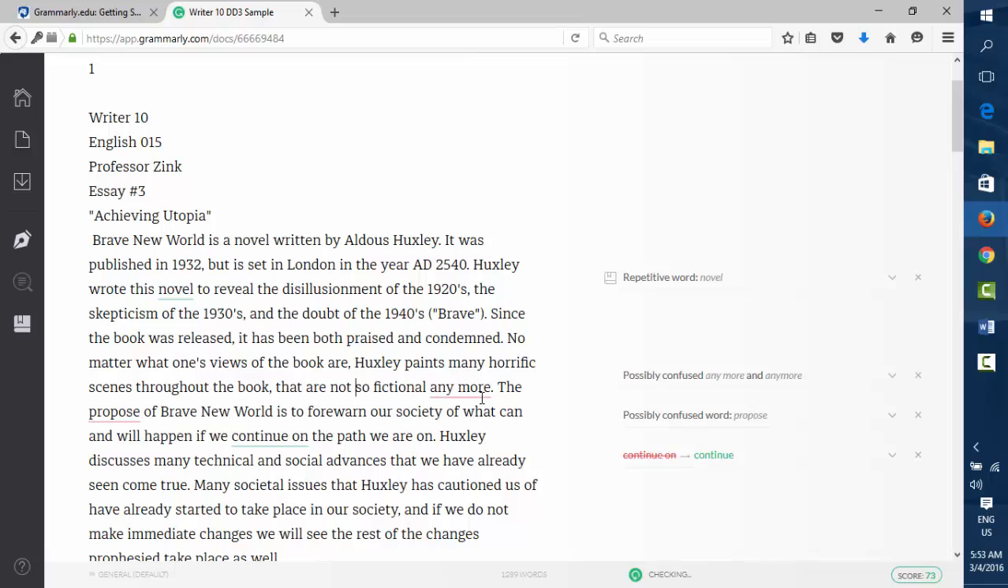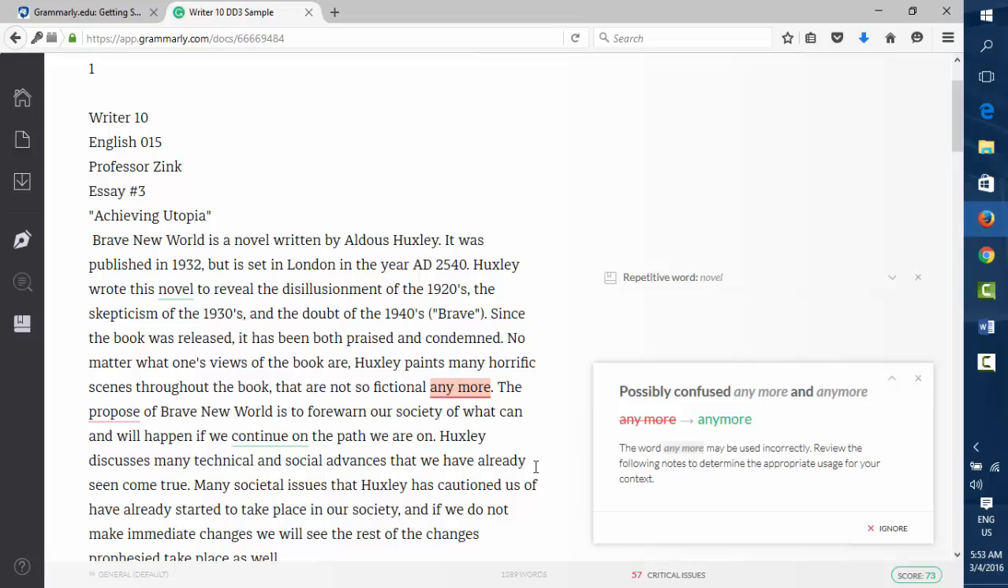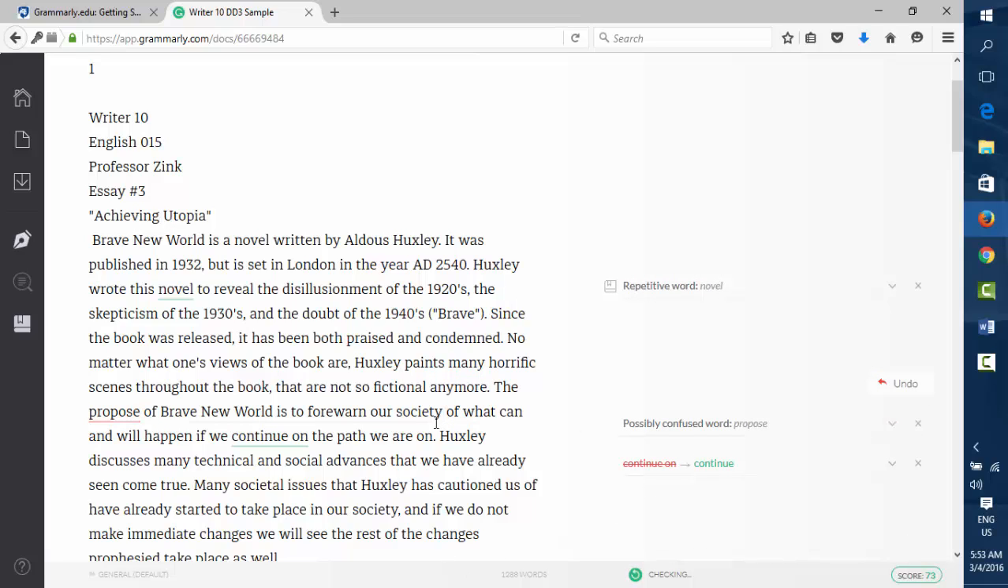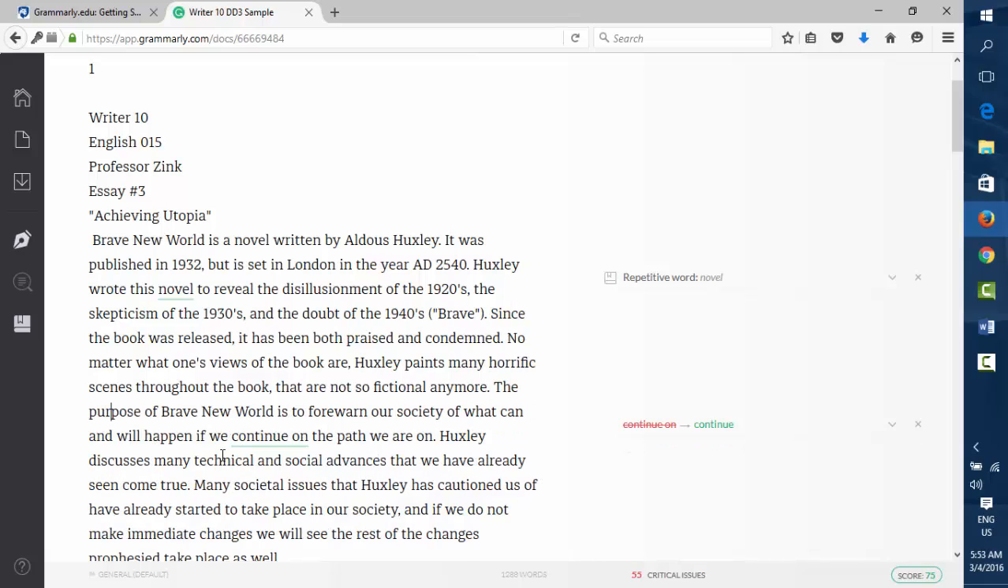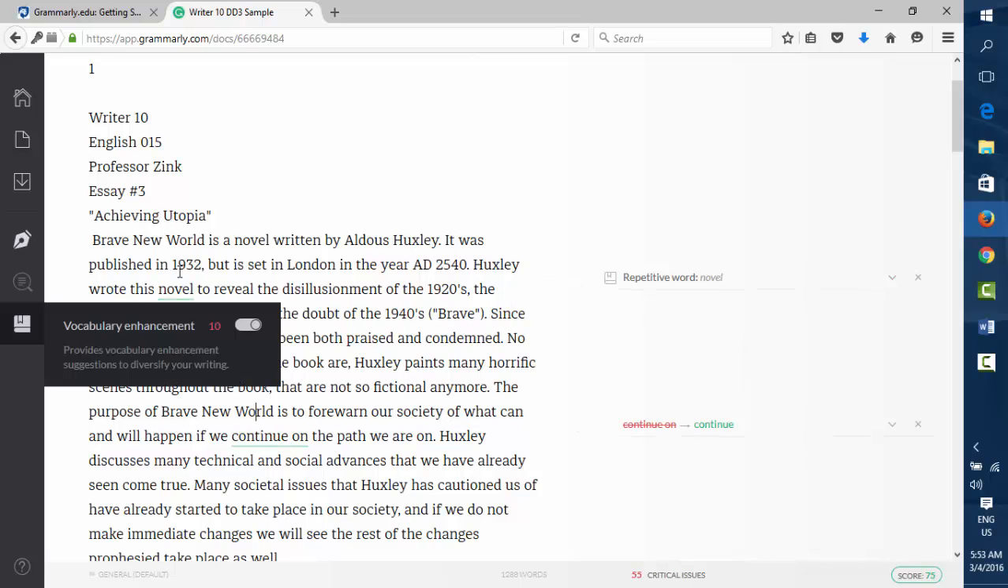So fictional anymore, okay. And we'll say anymore is anymore. See, here's one where it actually is, so we'll click on that, okay. And the propos, okay. So here's another one where this is purpose. So their purpose, and see how as soon as I change something, it takes it out there. But do you see, if I change it, it'll erase that. So you do want to run it through again to make sure.